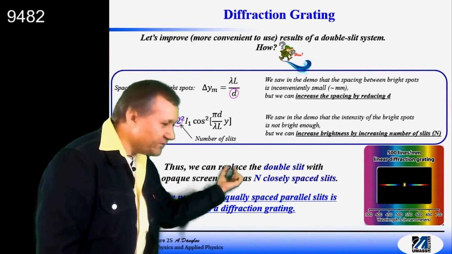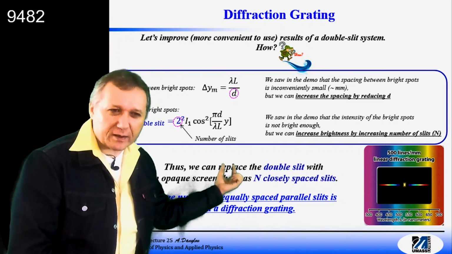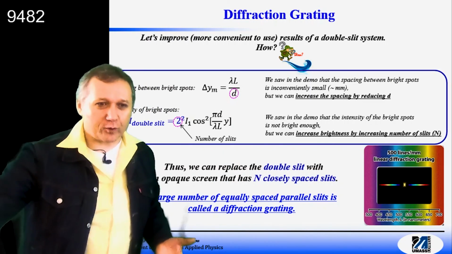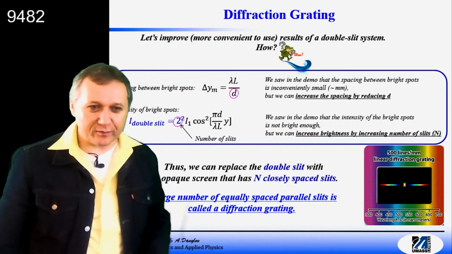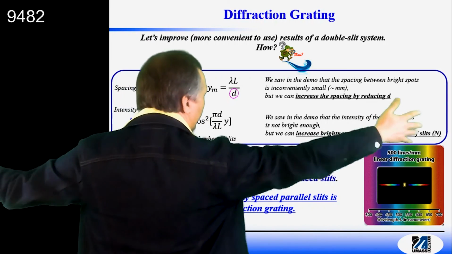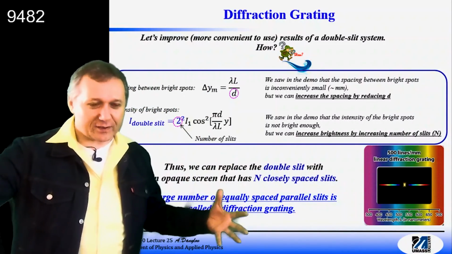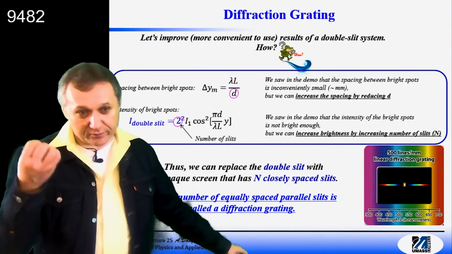First, all the bright spots are very close. They're barely visible, even for students in the first row. But once you replace it with the diffraction grating, you have bright spots well spaced, with large distance between them, and they're really bright.